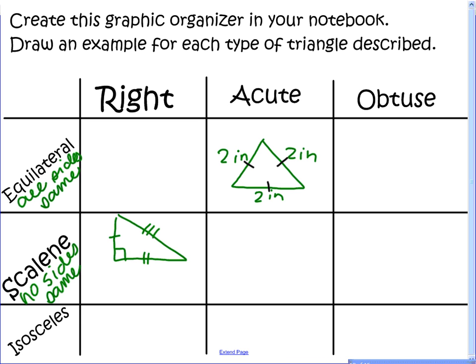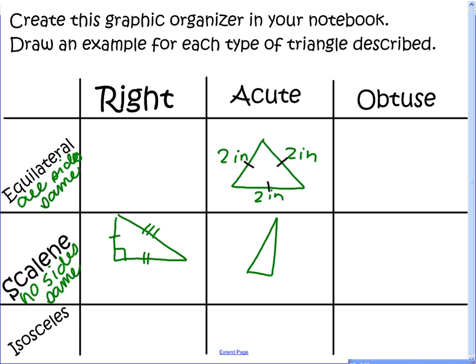Yep, I can make any type of triangle. So I can have a scalene right. Ooh, can I have a scalene acute? Yes. All right. All angles just have to be what? Acute.